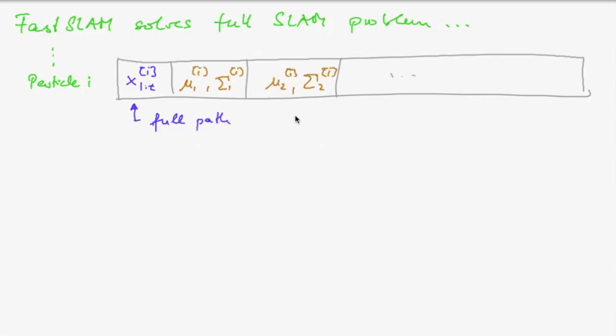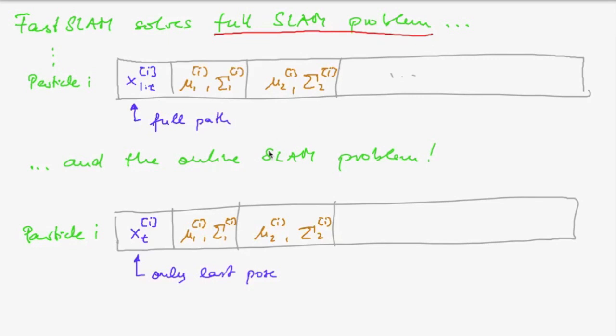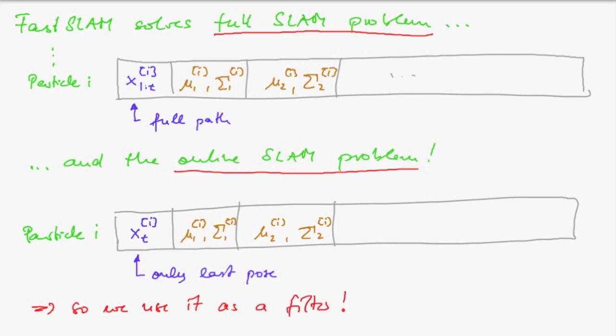On the other hand, I sometimes say that we use this as a filter, which means I talk about the online SLAM. And in fact, this also solves the online SLAM problem, because although this contains the current pose of the robot as well as all previous poses, I don't have to store them. So if I'm not interested in all previous poses, I may just keep the last pose of the robot in my particle while keeping all the rest exactly the same. So again, FastSLAM solves the full SLAM problem as well as the online SLAM problem, and so we will use it as a filter.